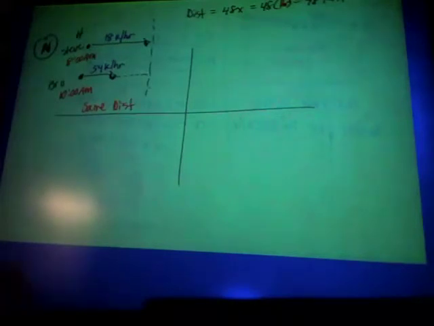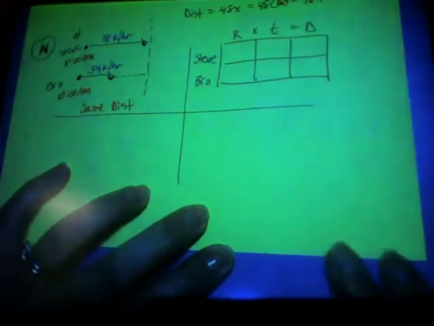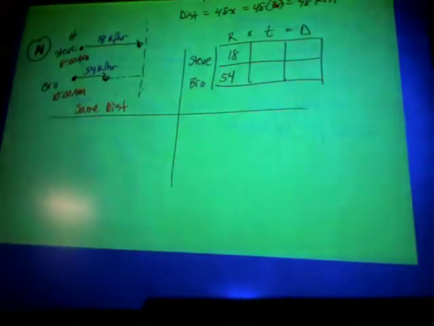What I do know is that his brother traveled how many hours less than Steve? 2. Or Steve traveled how many hours more than his brother? 2. You can look at it either way. So let's set up our chart. So we've got Steve and his bro, and we've got rate times time equals distance. We know Steve's rate is 18. We know his brother's is 54. We don't know total time.